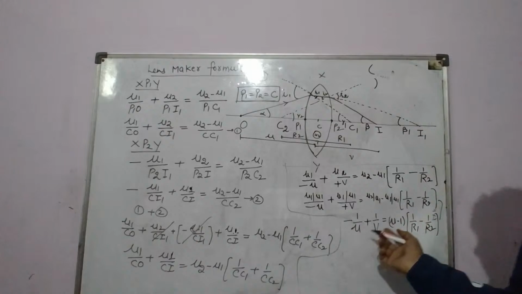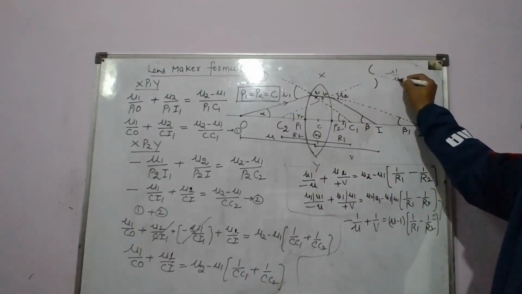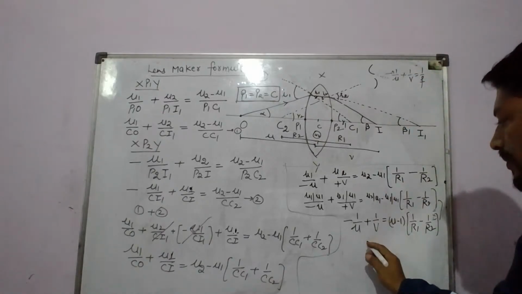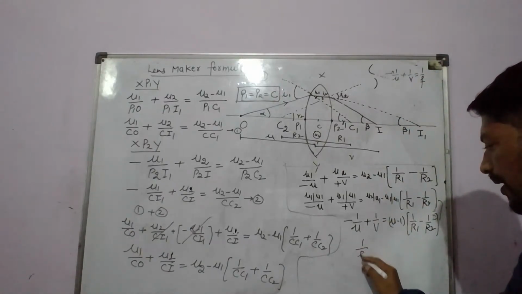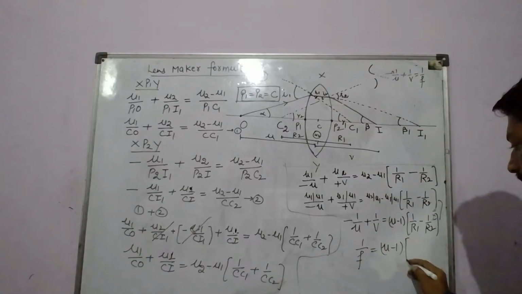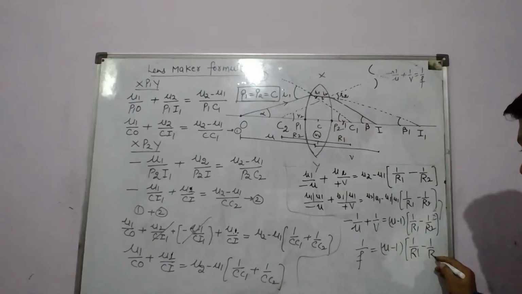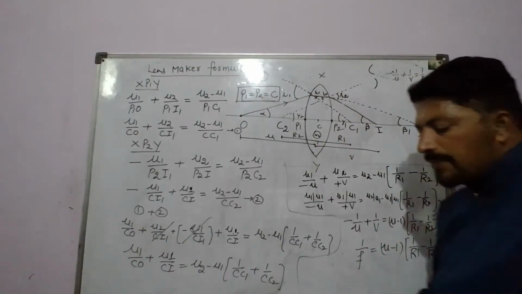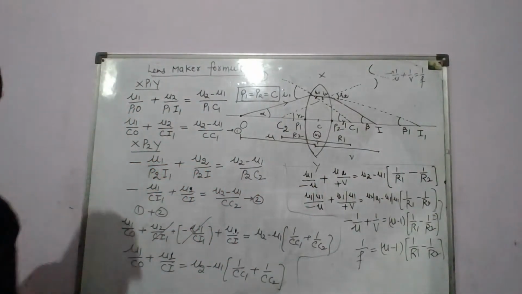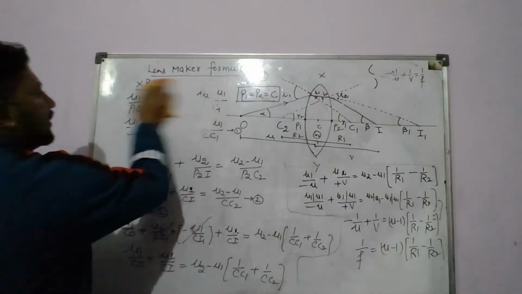So you know the lens formula in grade 10 you read: minus 1 upon u plus 1 upon v is equal to 1 upon f. So we write here 1 upon f is equal to mu minus 1 times 1 by r1 minus 1 by r2. One more concept is applied here: how to find the power of a lens. So power is the reciprocal of focal length, which is measured in meter.